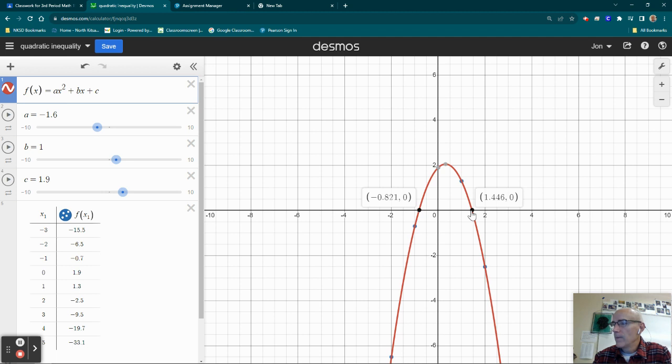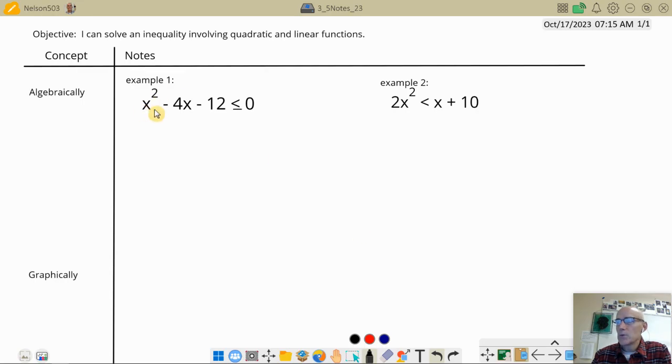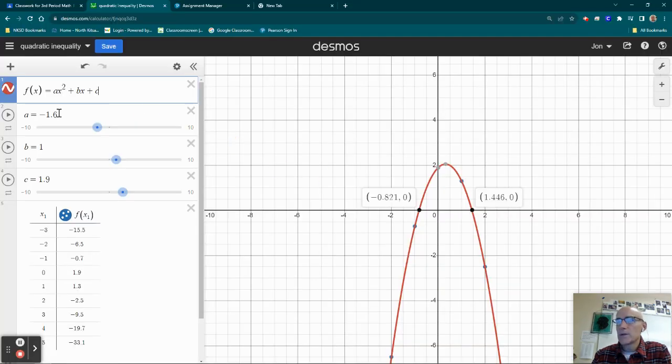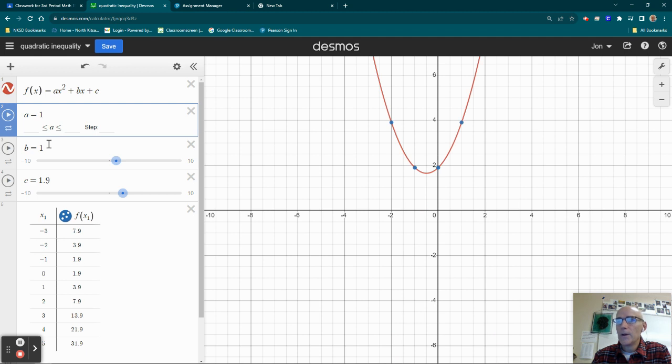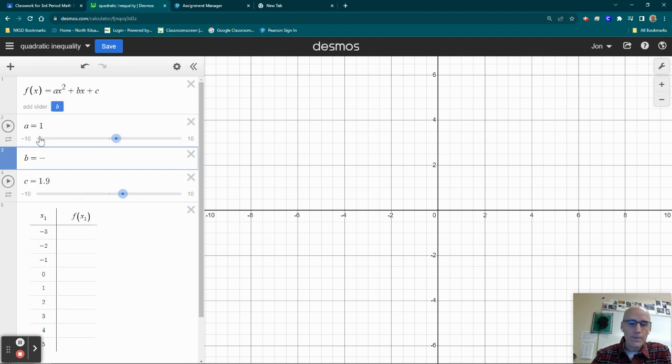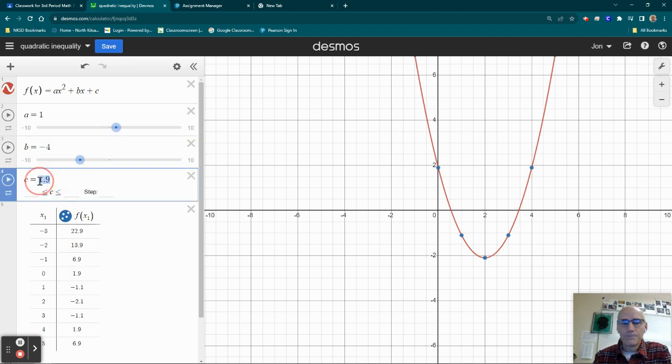So let me click on a couple points here, and I'm just going to identify between what two x values the function is positive. Well, between -0.821 and 1.446. Outside of those two numbers, to the left of -0.821 and to the right of 1.446, we've got negative values. So let's go ahead and change it so it's 1, -4, -12. I'm going to make this one 1, this one -4, and this one 12.